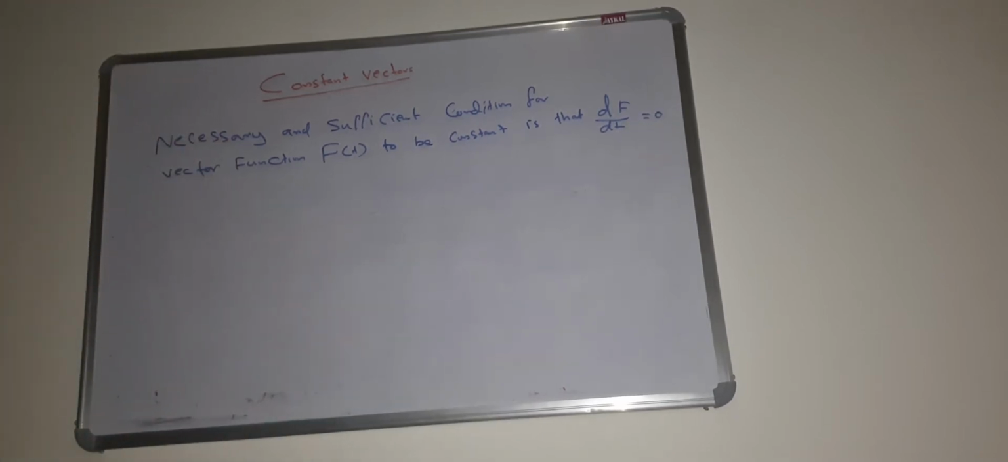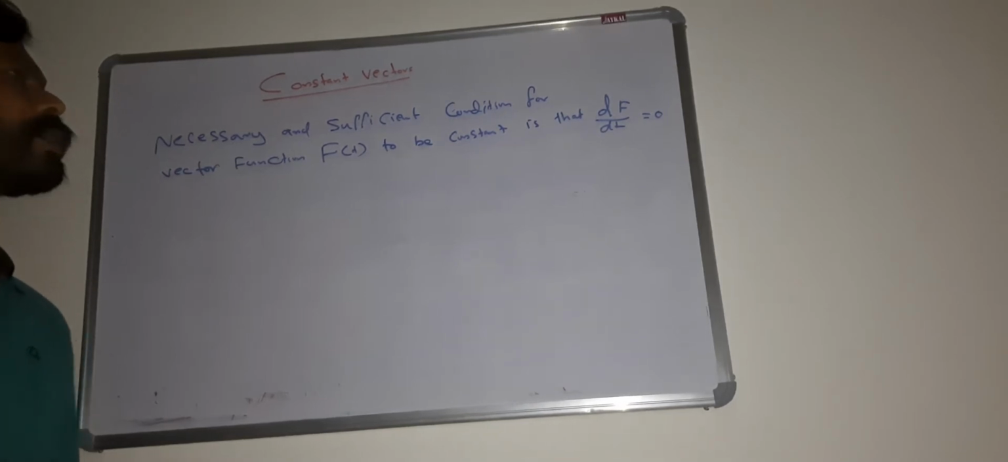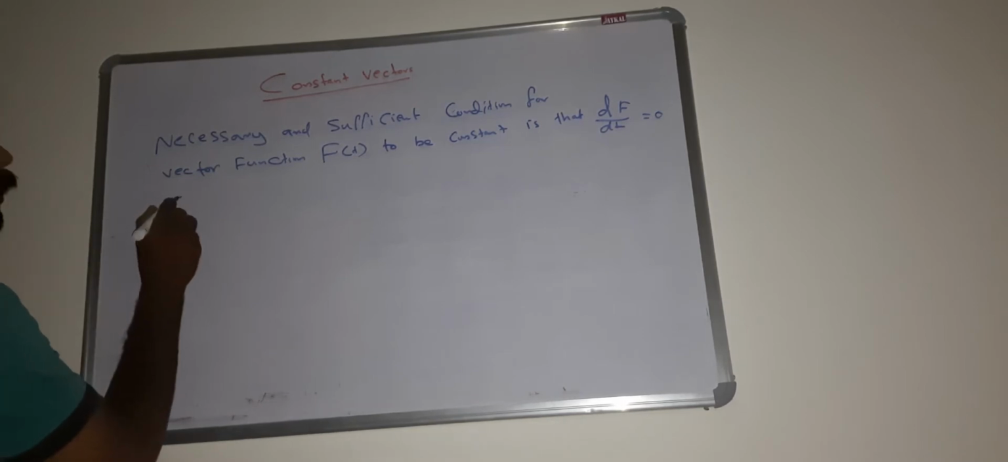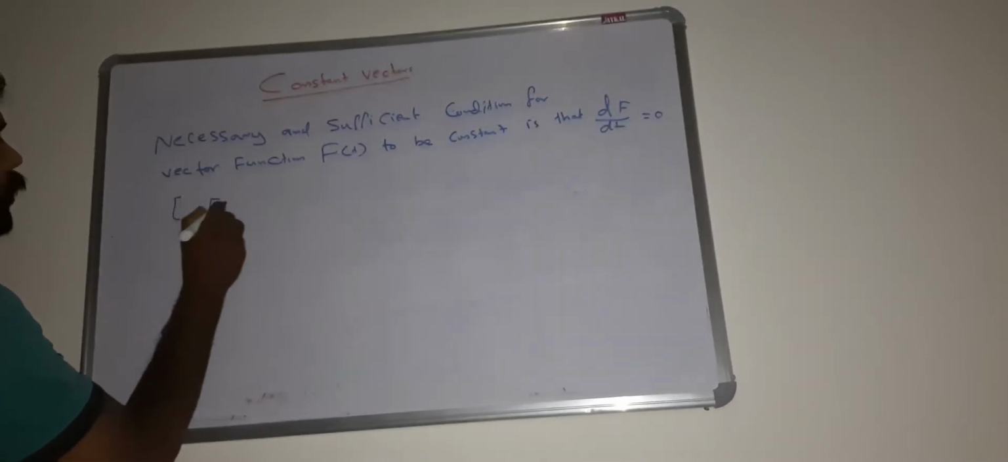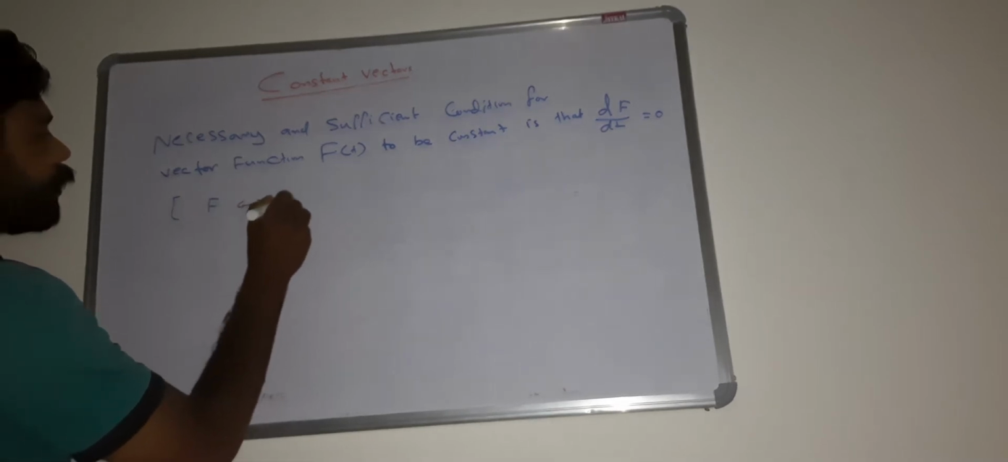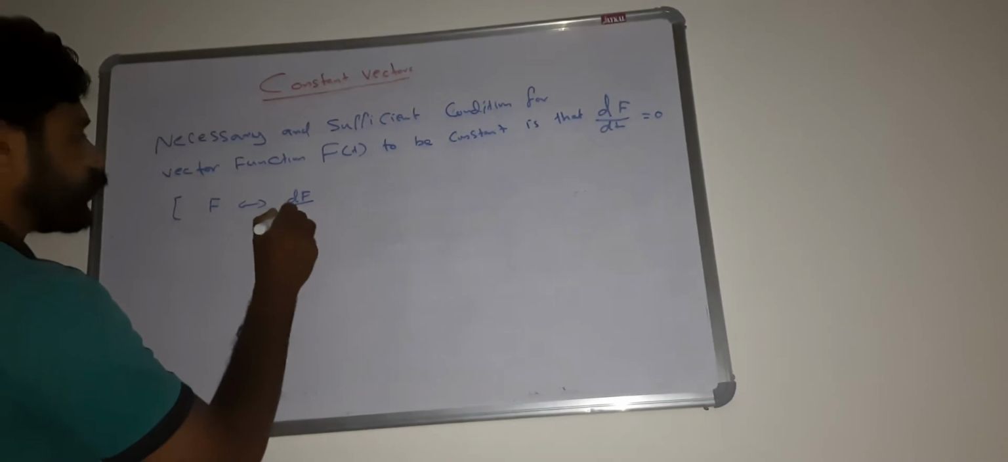A necessary and sufficient condition for a vector function f of t to be constant is that df by dt equals 0. This means that the vector function f is constant if and only if df by dt equal to 0.